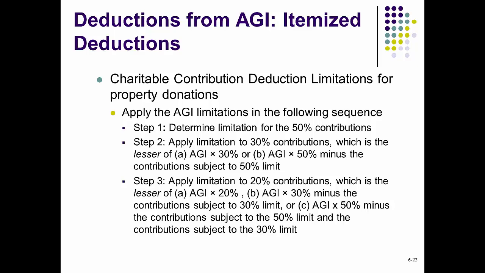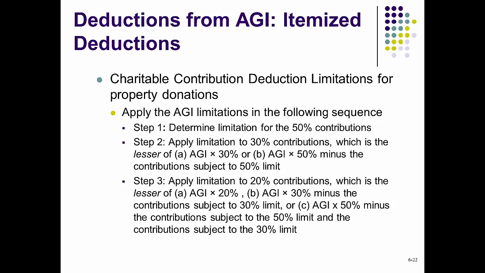Charitable contribution deduction limitation. This one is actually important. You need to know this one. The amount of charitable contribution deduction is limited to a maximum or ceiling depending on the type of property the taxpayer contributed, cash or capital gain property, and the nature of whether it's a public or private charitable organization.